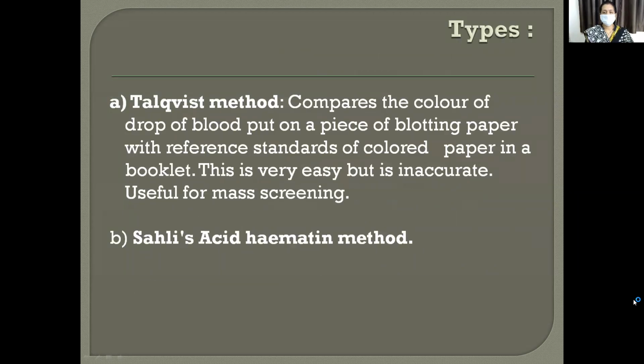So coming to the Tallquist method, we compare the color of a drop of blood which we put on blotting paper with a colored paper in the booklet, and basically we just compare. When we are mass screening some villages or school camps, the Tallquist method is useful. Coming to the other method, Sahli's acid hematin method, this is the procedure we do in the exam and also in our labs. So this is the Sahli's acid hematin method. We will talk about Sahli's in detail.